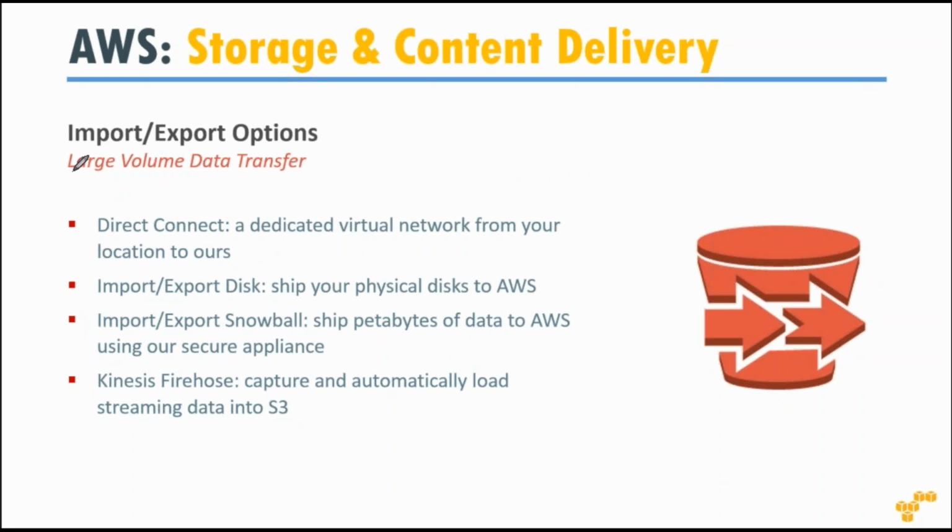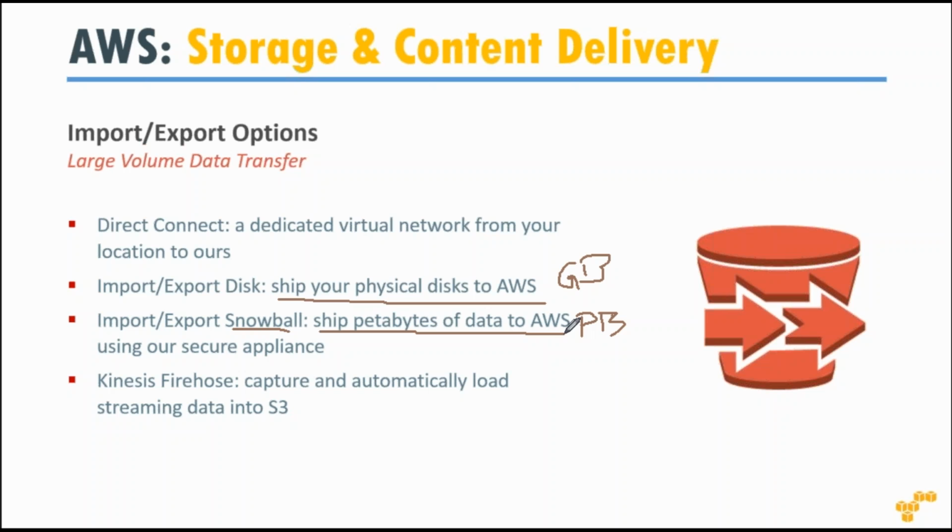Import export options. This is mainly for moving data from your corporate data center to the cloud, mainly for shipping your disks to the cloud. This is for, say, gigabytes of data, and this is for petabytes. Amazon calls this service Snowball. If you have petabytes of data in your data center and you want to move all of them to your cloud, then there is a service called Snowball. Import Export is the largest brand name, and under that you have something called Snowball.